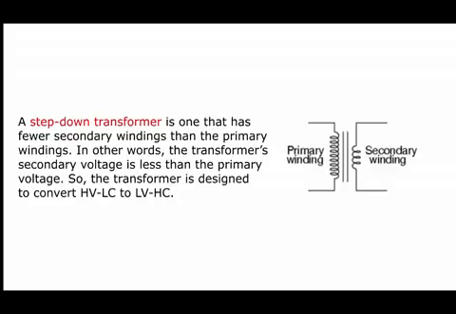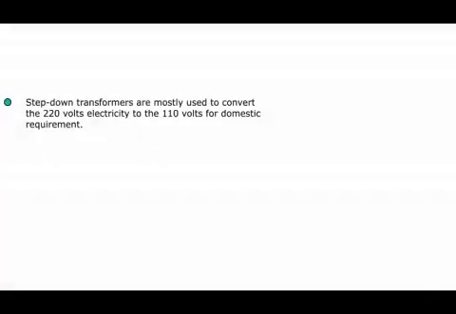A step-down transformer is one that has fewer secondary windings than the primary windings. In other words, the transformer's secondary voltage is less than the primary voltage. So, the transformer is designed to convert high voltage, low current power into a low voltage, high current power. Step-down transformers convert 220 volt electricity to 110 volts. These are mostly used in domestic circuits and in domestic appliances.